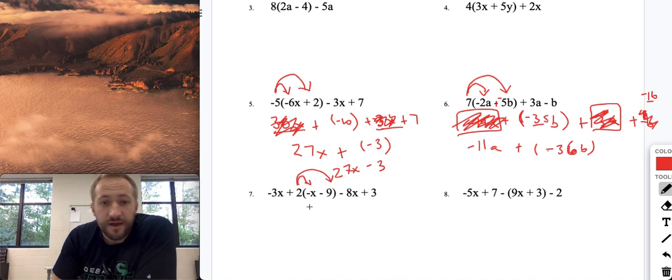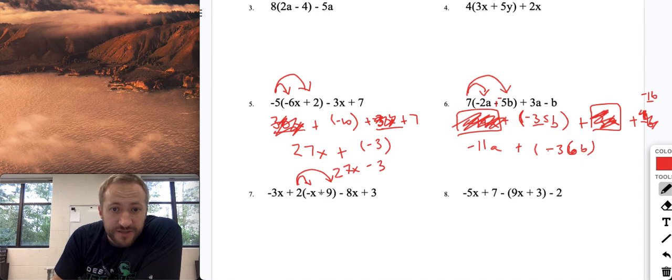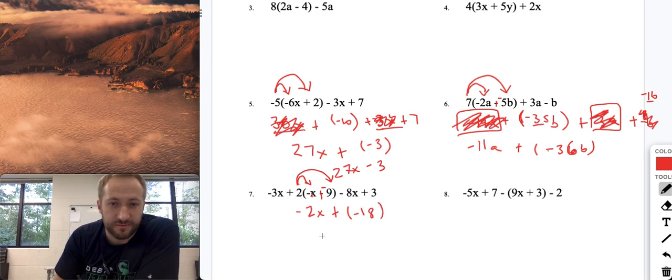All right? But before that, I see a subtraction sign. Let me go change that to addition and the sign of the following number. There we go. So now, 2 times negative x. Remember, there's no number there, but there is a negative 1, even though we don't write it. So that's really negative 2x plus 2 times negative 9. That's negative 18. I just multiplied 2 by both of those terms.